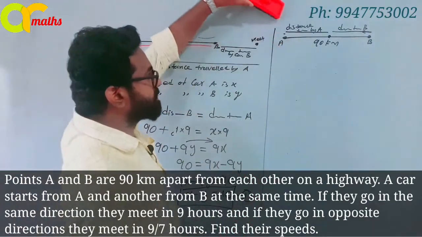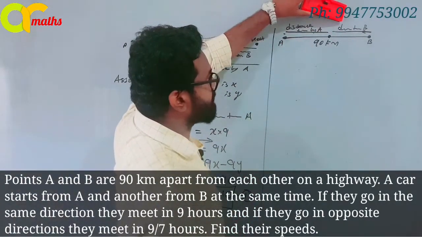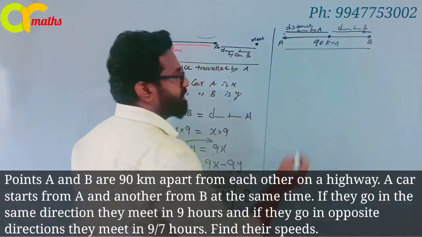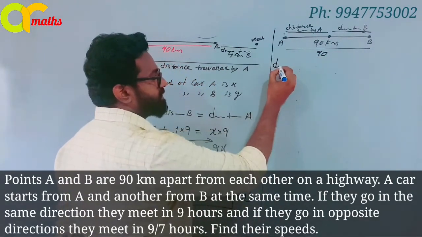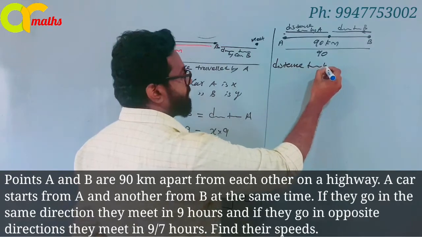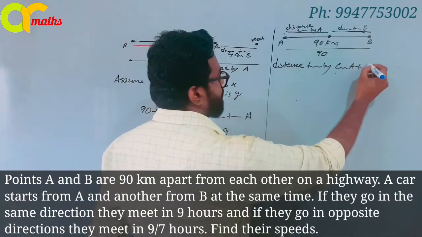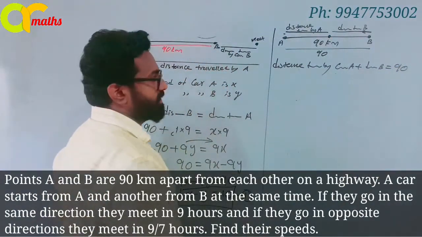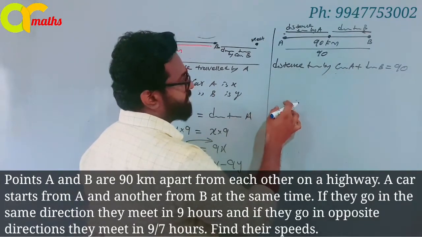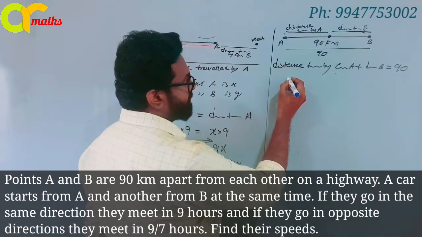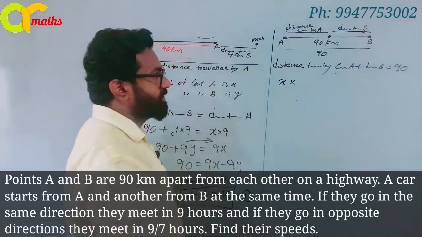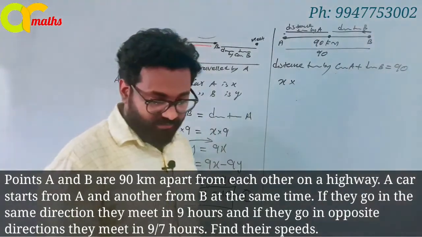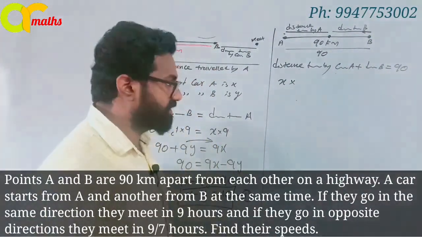So the distance travelled by car A plus the distance travelled by car B is 90 kilometers, since we know this total distance is 90. The distance travelled by car A is the speed of car A, x, into time. Time is given. If they go in the opposite direction, they meet in 9/7 hours.